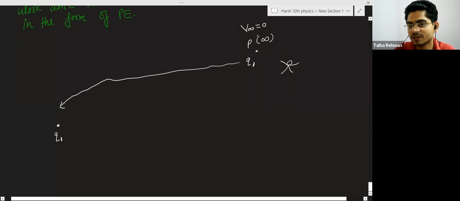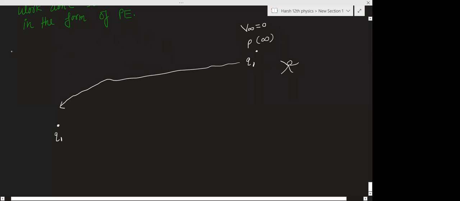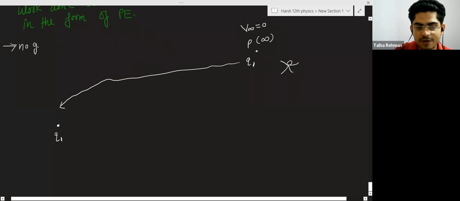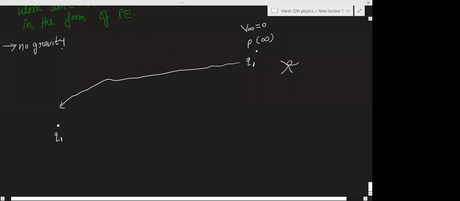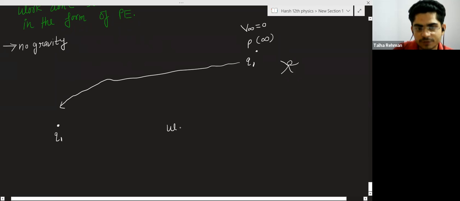We are dealing with charges, so here there is no gravity and all that. Please remember this thing. Now it's charges. But still, sir, how can work done be zero? Now I will prove that, and you will see that. You know this formula: Q into change in potential.